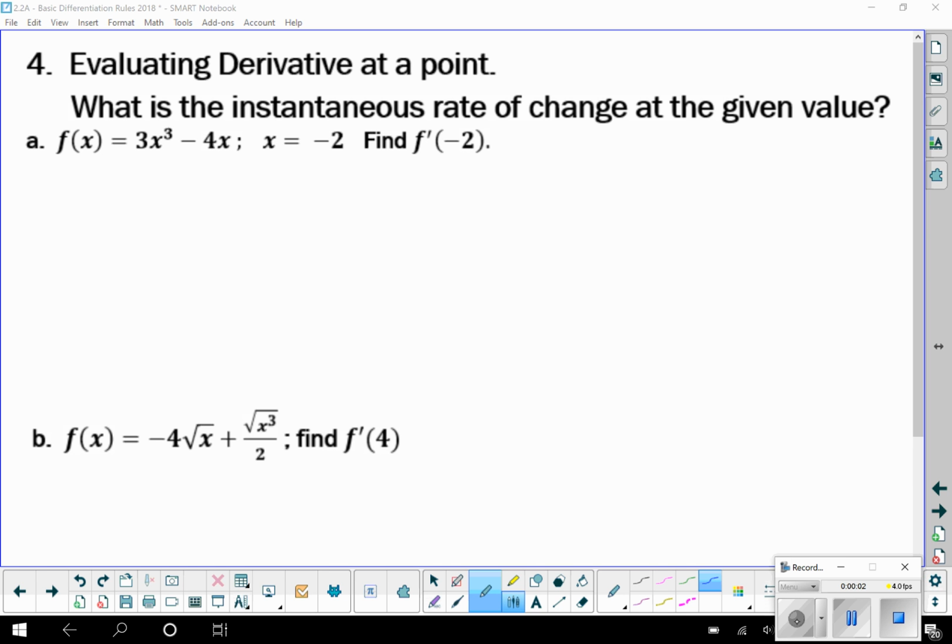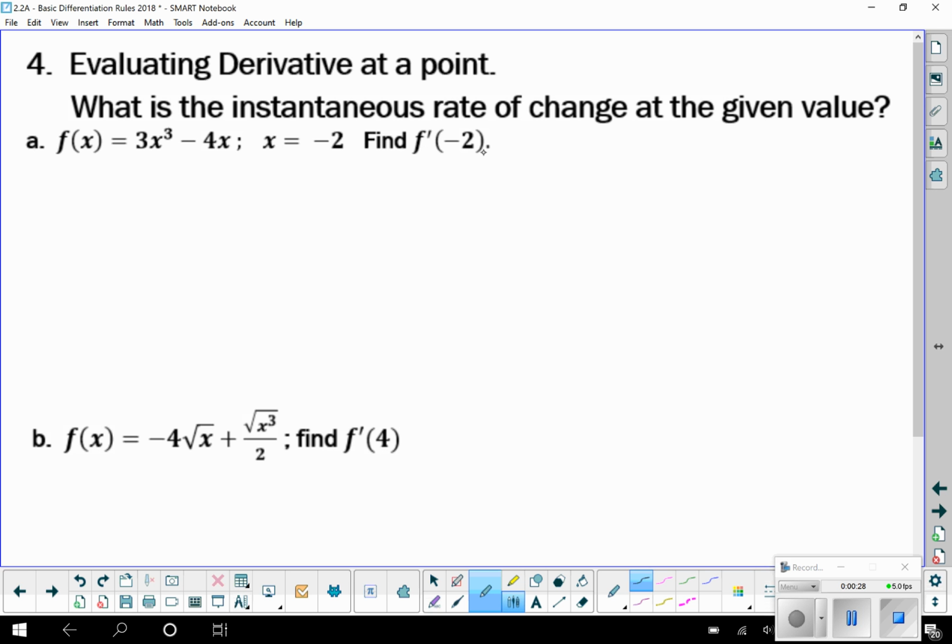Hello. Hey, we're looking at section 2.2, working with the shortcuts on derivatives. So this follows day 1 of 2.2, and we're going to go to example number 4, evaluating the derivative at a point. And we've done this a little bit where we looked at what is the derivative at a point. So that's what we're trying to find.